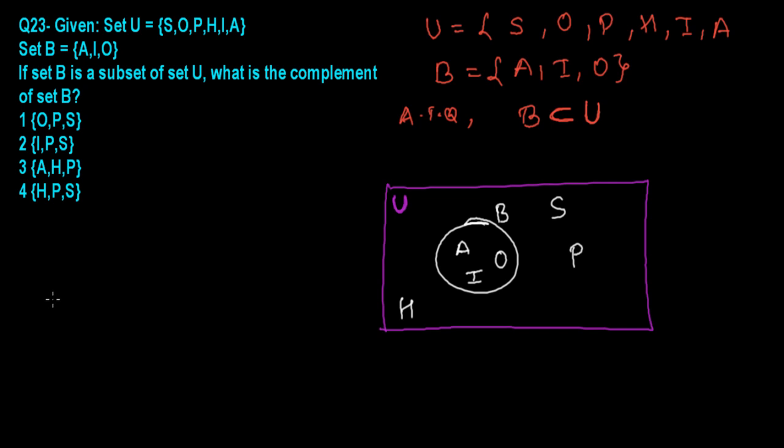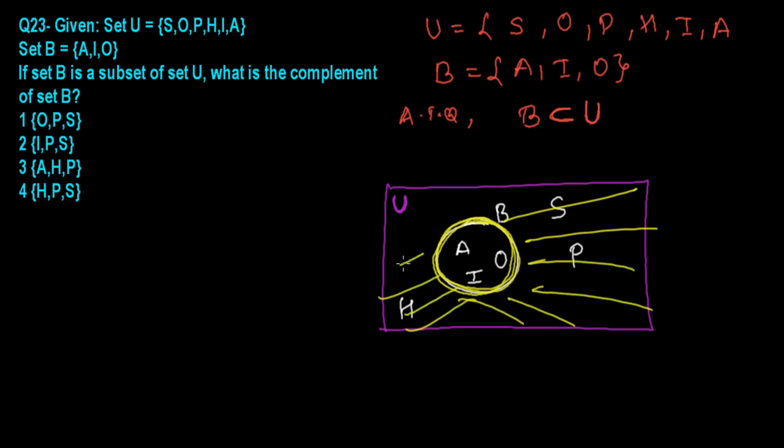So what does complement mean? Any set's complement means we're not taking from that set. Here we have the region of B, so B complement means not from B, everything outside B. So B complement means everything in this region, but not from B. In this case B complement is also the universal set minus B. It's very simple. B complement gives me those elements which are outside B, that is S, P and H.